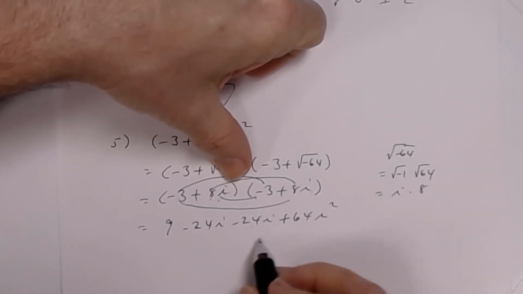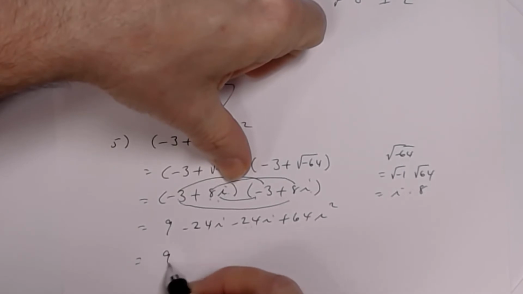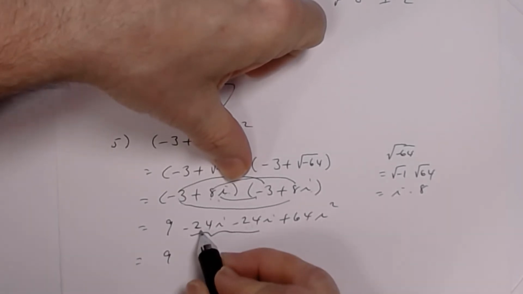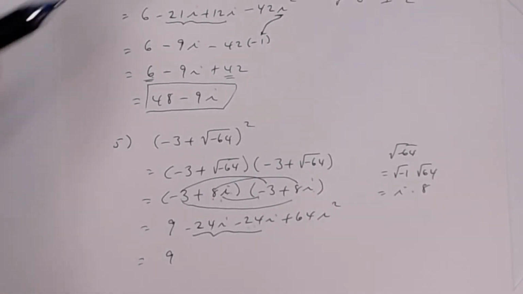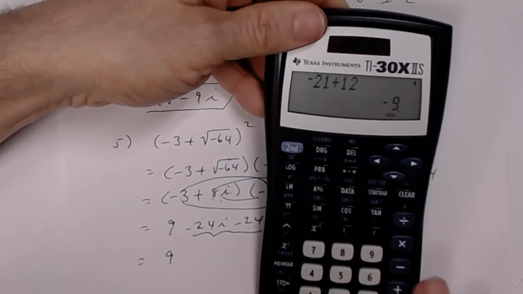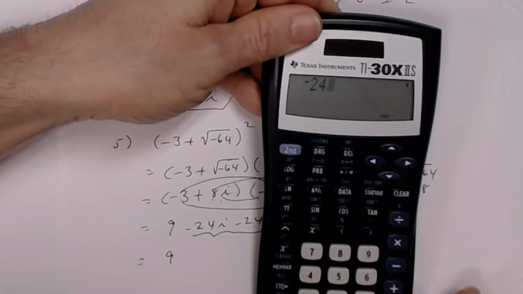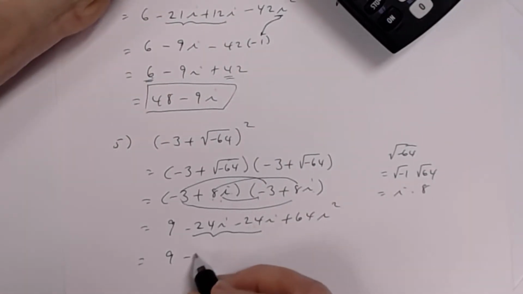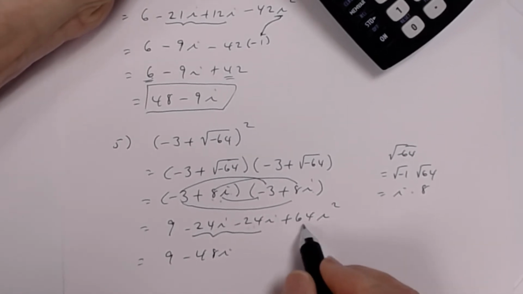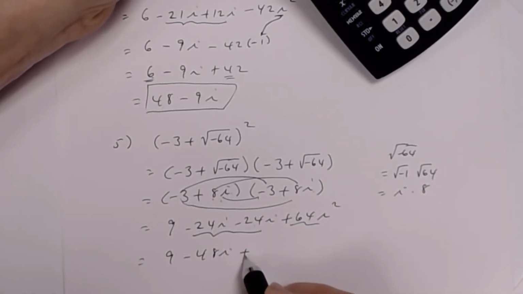And now let's go ahead and rewrite things. So I have 9. These are like terms, so a negative 24 and a negative 24. Again, if you are having difficulty, use your calculator. But a negative 24 plus a negative 24 is a negative 48. So I have negative 48i. And then rewrite this. So it'll be plus 64.